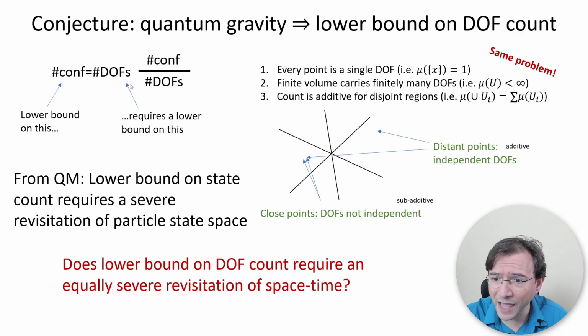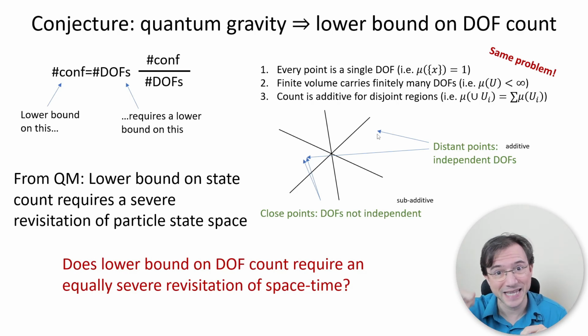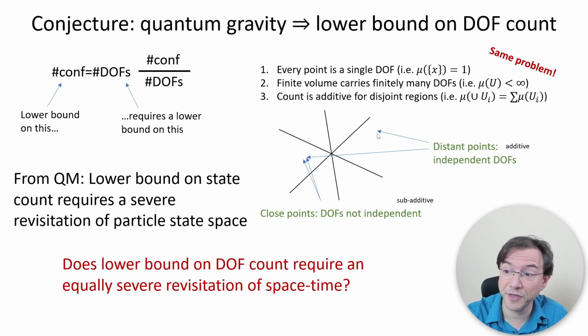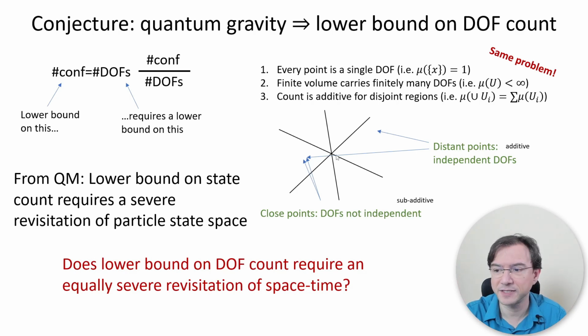Okay, so what we need to do, well, we are probably going to sacrifice the fact that the count is additive for disjoint regions, in the same way that we sacrificed that the count was additive in phase space. If we have two distant points in space, then we would want to say that those are independent degrees of freedom, where I can set the value on one without interfering with the other, and so we will want the count to be additive if things are separated enough.